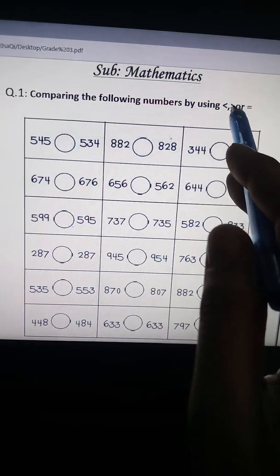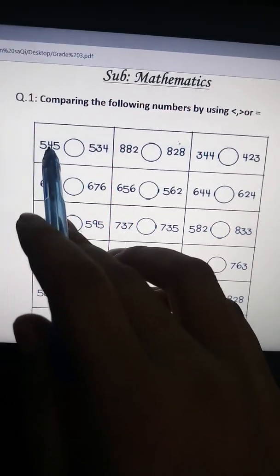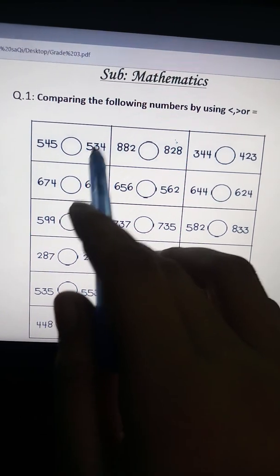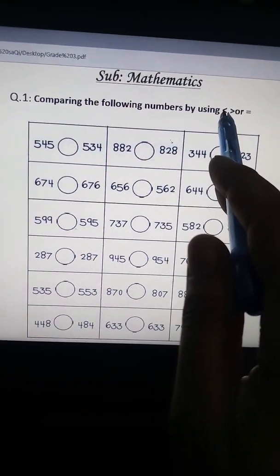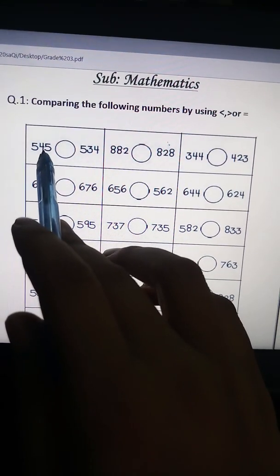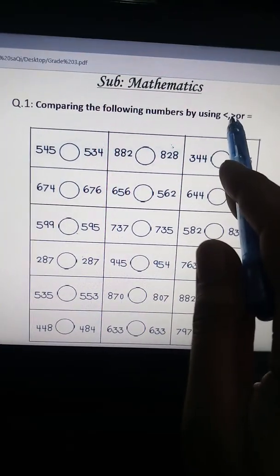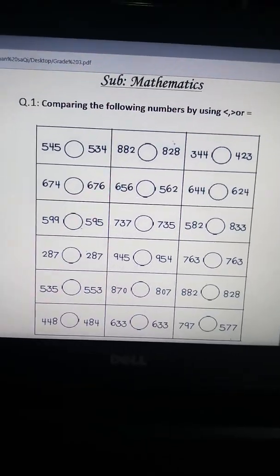So you have to compare two numbers and put the less than, greater than or equal to sign. If the first number is less than the second number, then you will put the less than sign. If the first number is greater than the second number, then you will put the greater than sign. If both numbers are equal, then you will put the equal sign.